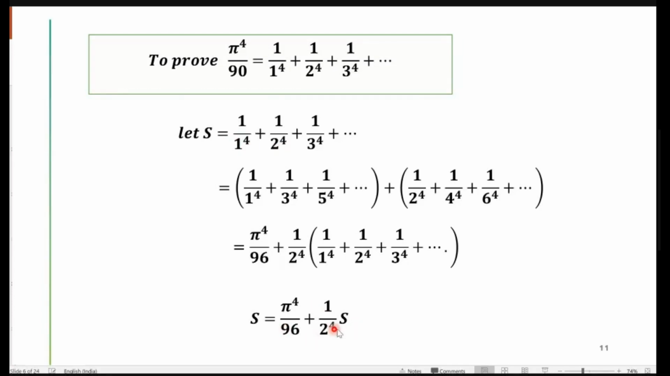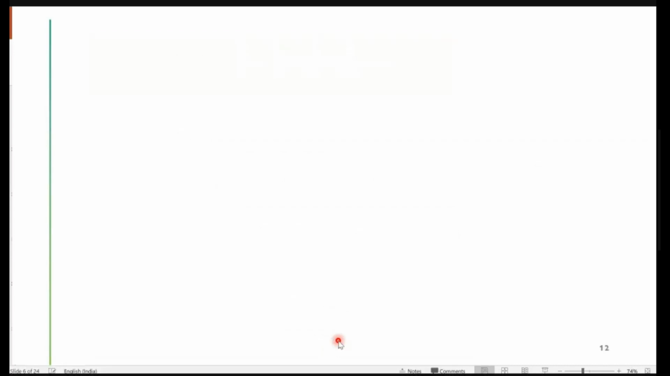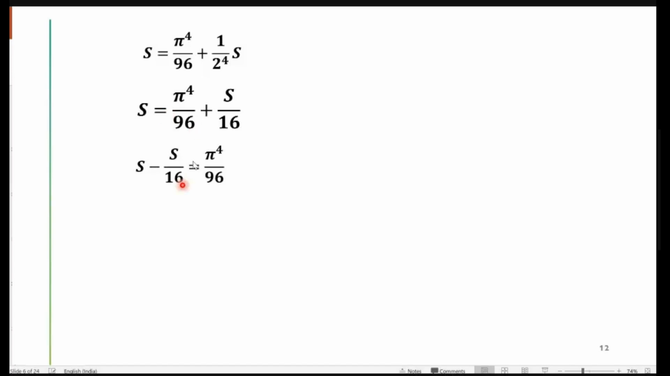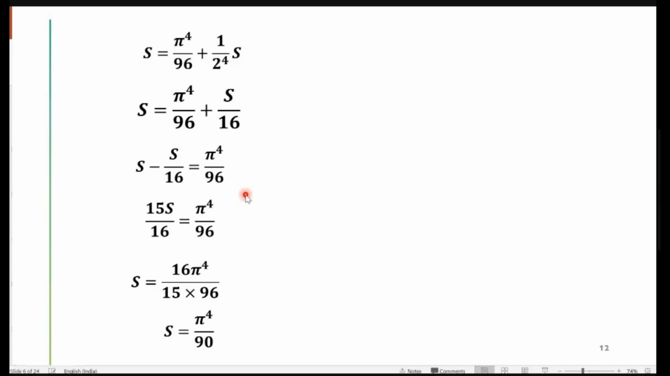Now 2 raised to 4 is 16. So we can write S is equal to pi raised to 4 by 96 plus S by 16. Now bring this S to the left hand side. So S minus S by 16 is pi raised to 4 by 96, or 15 S by 16 is pi raised to 4 by 96, or S is equal to pi raised to 4 by 90. S is equal to pi raised to 4 by 90.